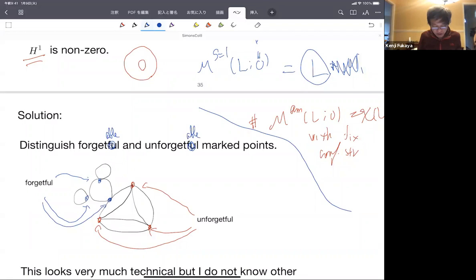So suppose we consider these configurations. You have this disk, this disk, this disk, this disk, this disk. So this is a kind of limit of annuli. And then we have several special points, that is, double points. And I claim that these three points are unforgettable. On the other hand, these three are forgettable.